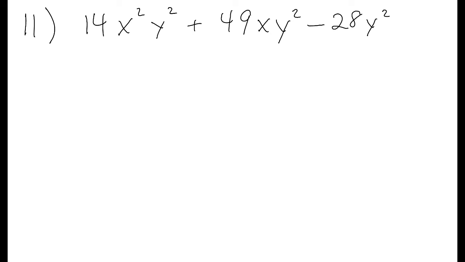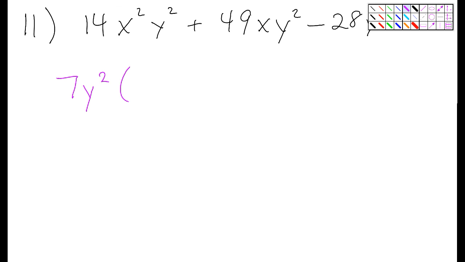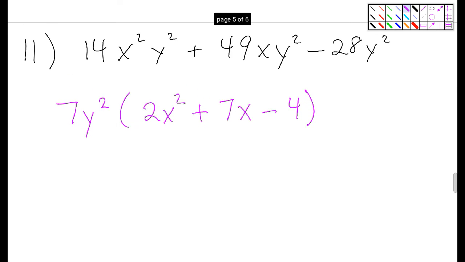Okay, this one's a little bit scary looking. Let's not panic. One, I noticed that there's a common factor here. I see y squared everywhere, so we're going to factor that out. I also see each one of these numbers can be divided by 7. So I'm going to factor out 7y squared. That's our greatest common factor. What's left? I have 2x squared plus 7x minus 4. I covered up that y squared there, but I factored out a y squared, and this is what's left.